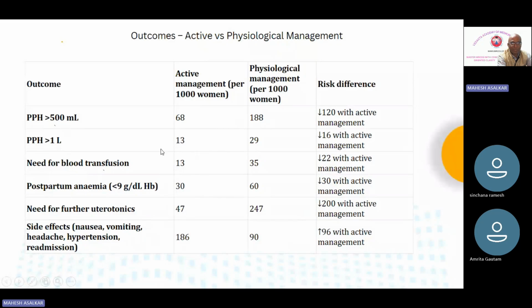Well, these rates are almost similar, 13, 13, because whenever there is going to be blood loss, there will be transfusion. So these rates will be the same, 13, 30.